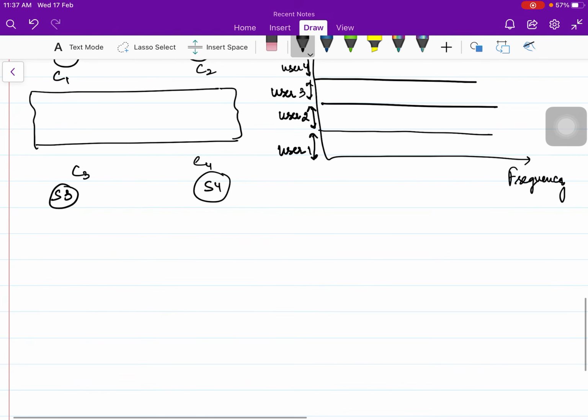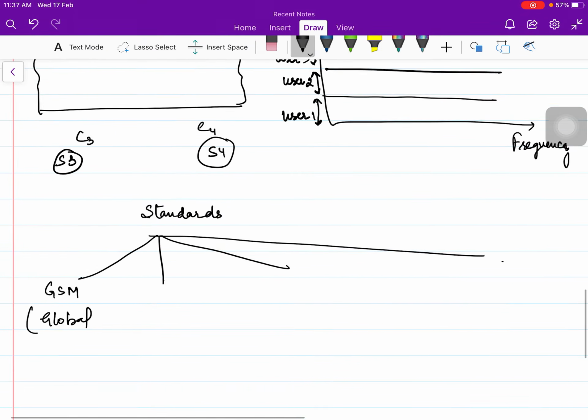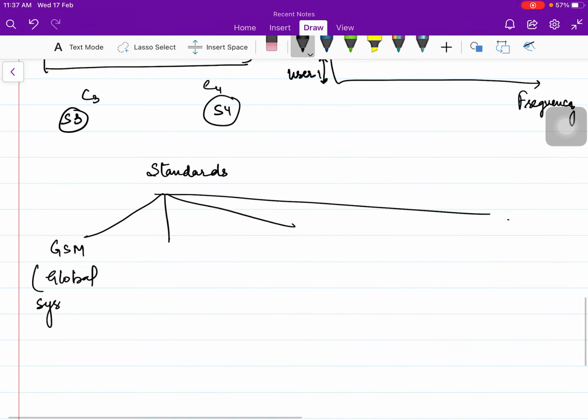Now let's name some of the standards of second generation. Some of them are GSM, which is important because it is separately in our syllabus, that is Global System for Mobile, and it is important also. The second one you can say is IS-136. Every standard will be having the same features, that means the features of second generation.